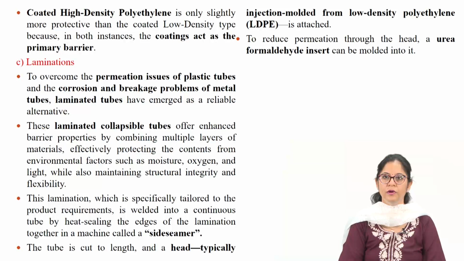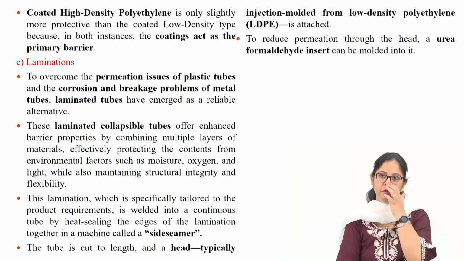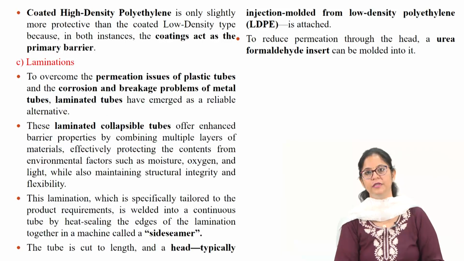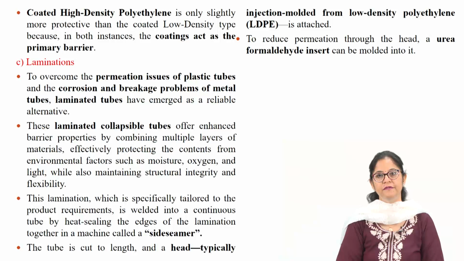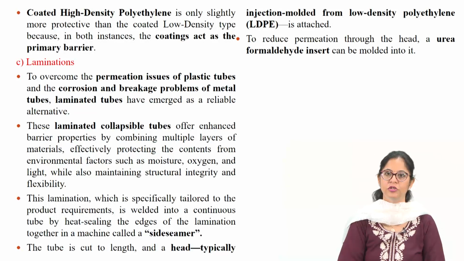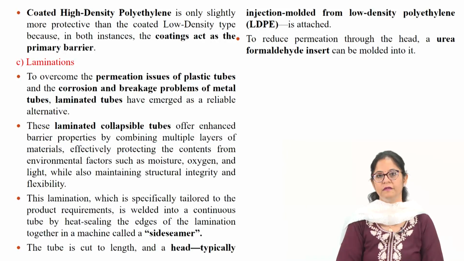Laminations are used to overcome the permeation issues of plastic tubes and the corrosion and breakage problems of the metal tubes. Laminated tubes have thus emerged as a reliable alternative. These laminated collapsible tubes offer enhanced barrier properties by combining multiple layers of materials, effectively protecting the contents from environmental factors such as moisture, oxygen and light, while maintaining structural integrity and flexibility.